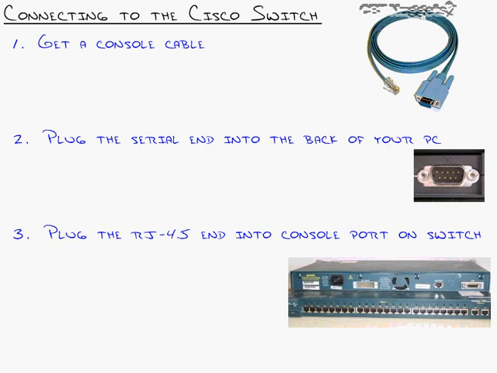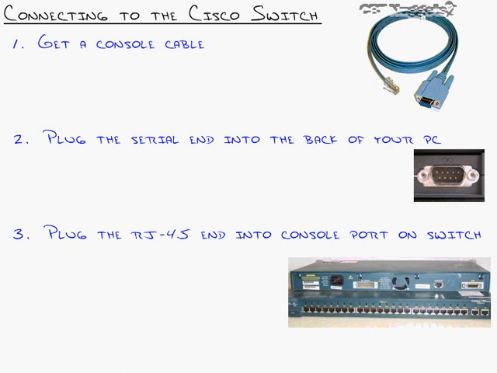You can see a picture of it in the upper right hand corner here on your screen. Now that console cable is a specially engineered cable that will take an RJ45, which looks like an Ethernet connector, and convert it to a serial connector that will plug into the back of your computer. So you can see step 2 is to take the serial end of your console cable and plug it into your PC.